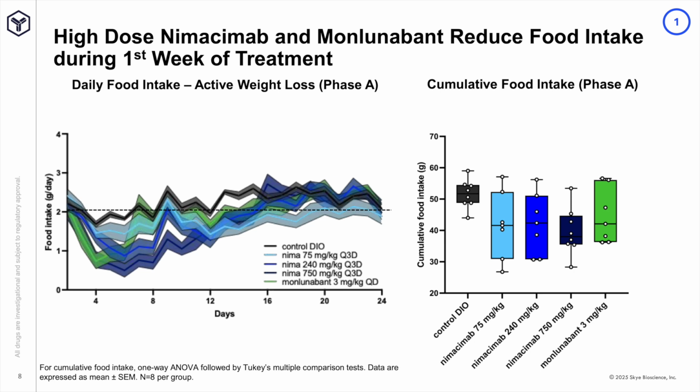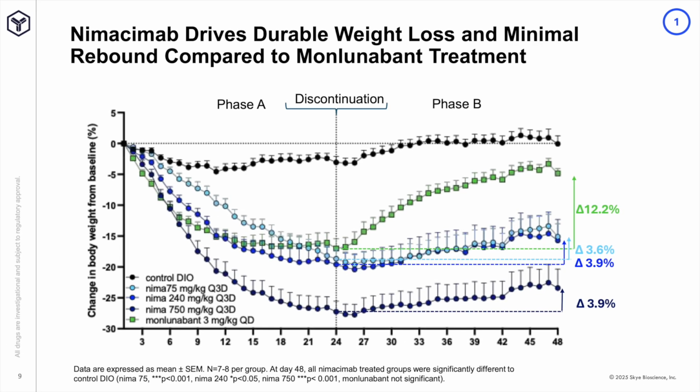But these are all fairly close, and I would argue that the food intake, particularly with monlunabant, was driven off that early phase. All of these CB1 therapeutics have a very similar profile globally through phase A. Now, moving into the withdrawal phase, we can see there's a distinct pattern in terms of the magnitude and kinetics of rebound, with monlunabant sharply increasing in terms of the weight gain that occurs. All doses of nimacimab are able to maintain a relatively flat level of weight loss.